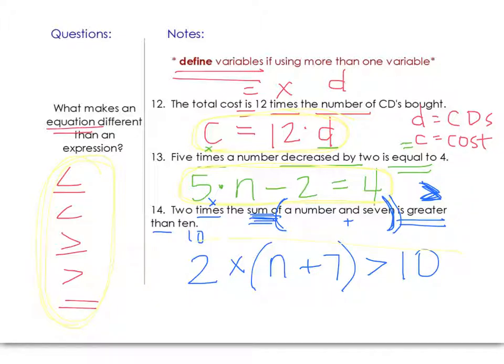Ta-da! You are complete. This reads 2 times a number plus 7, or the sum of a number and 7, is greater than, that is means you got to put this sign, 10. So these are some examples.